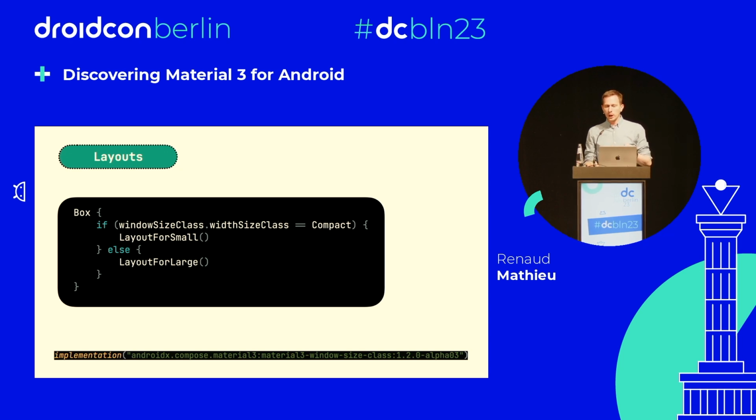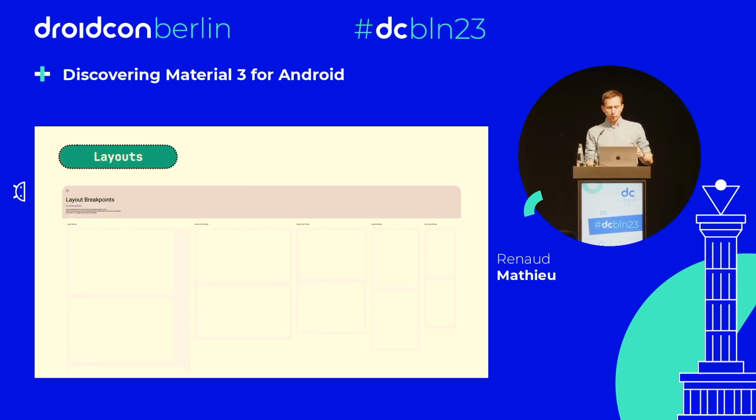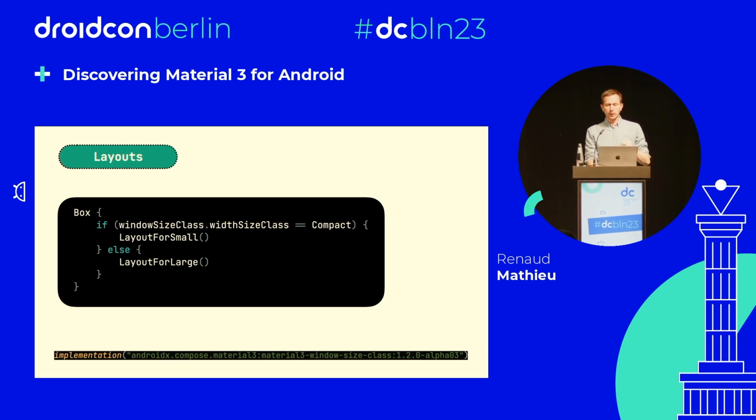Basically, you have to add the Material 3 window size class, the one I put below, and then you will have access to an enum of compact and also different sizes. And then, for example, with window size class, if the width size is compact, then show the layout for small devices, and otherwise the layout for large. So you don't really have to deal with the breakpoints. You can just use the window size class library and rely on this to display the good layouts.